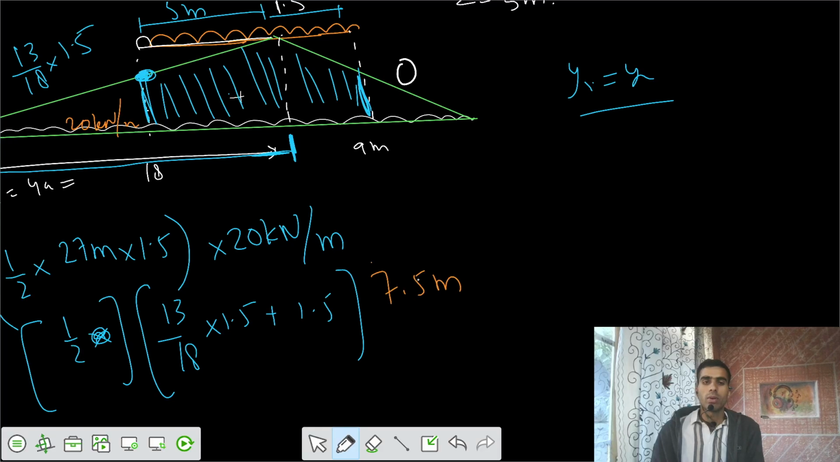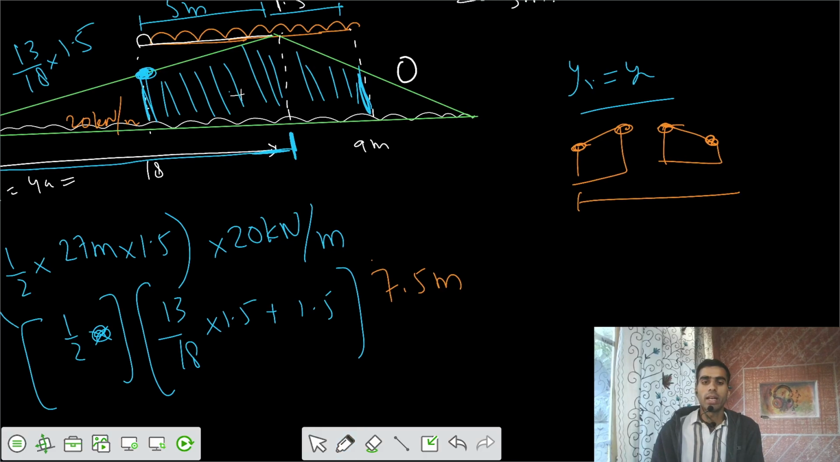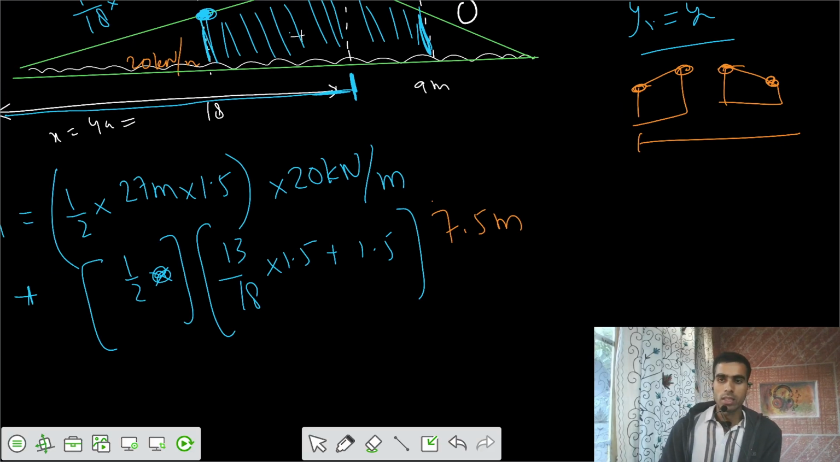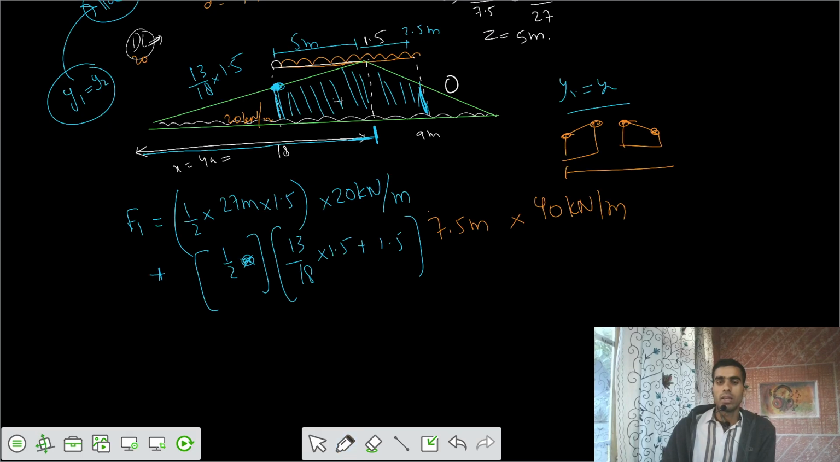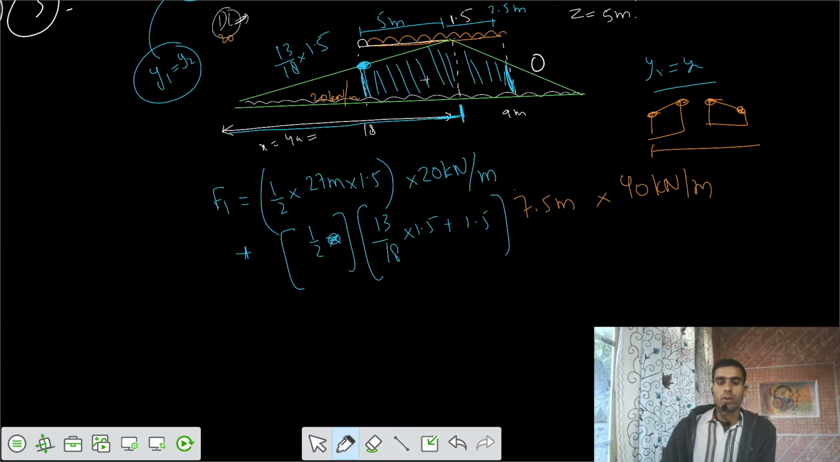So your base is 7.5. We don't go for separate calculation, because this ordinate is same as that of this one, and this ordinate is same as that of this one, and then we directly write it in this way. So let's take that, and we have to multiply by the intensity of 40 kilonewton per meter. That's live load intensity. So this is your calculation for force 1.